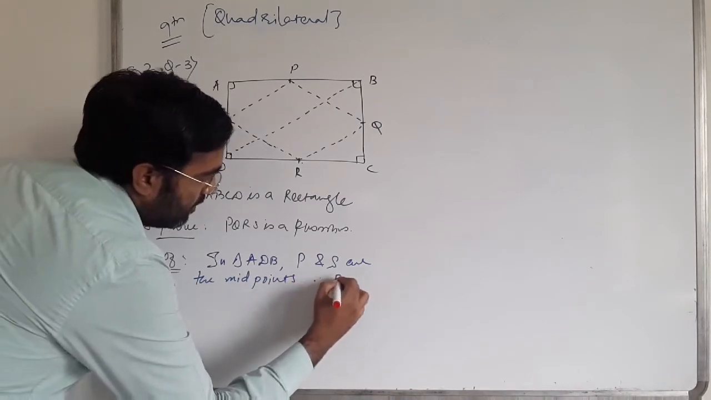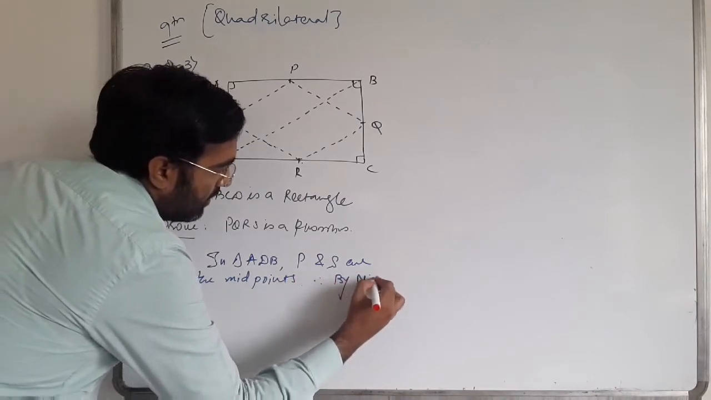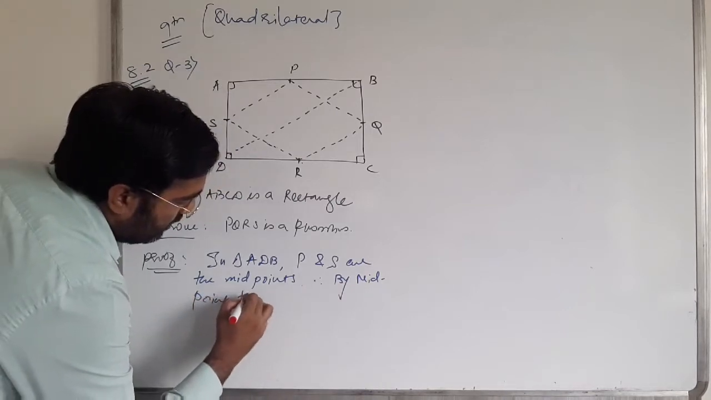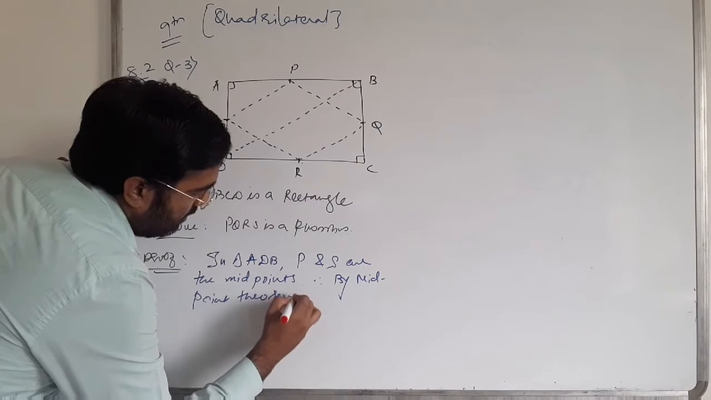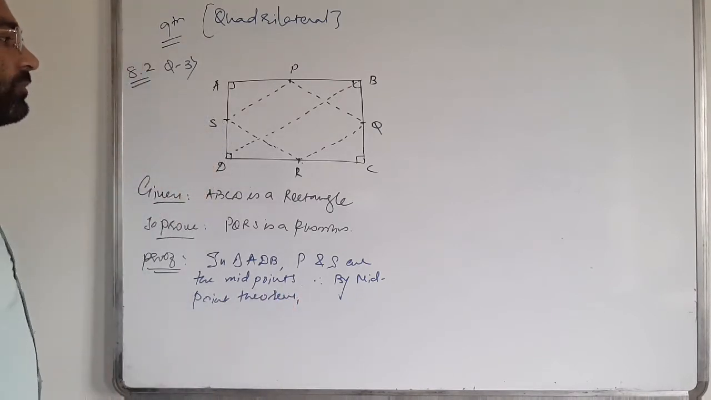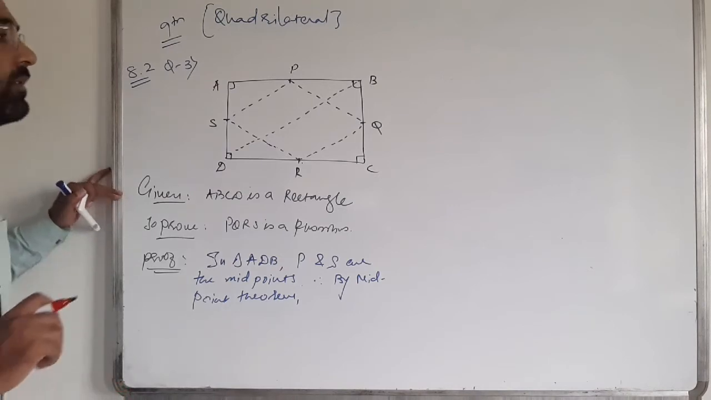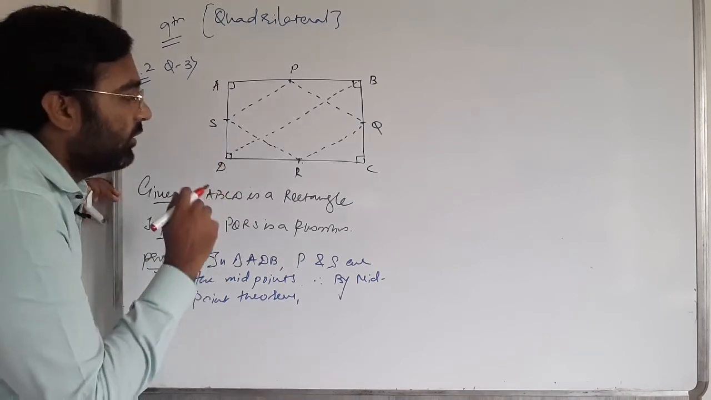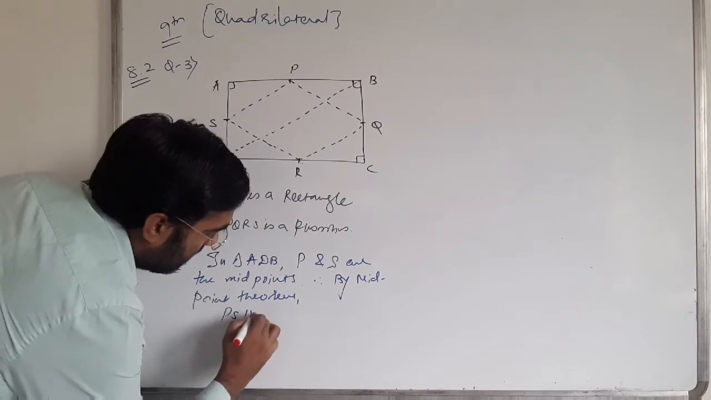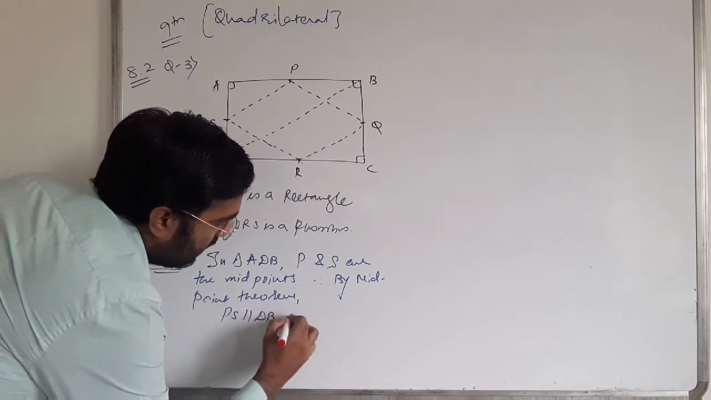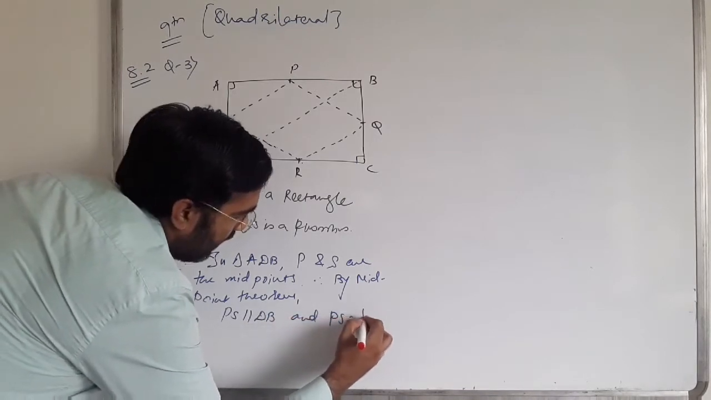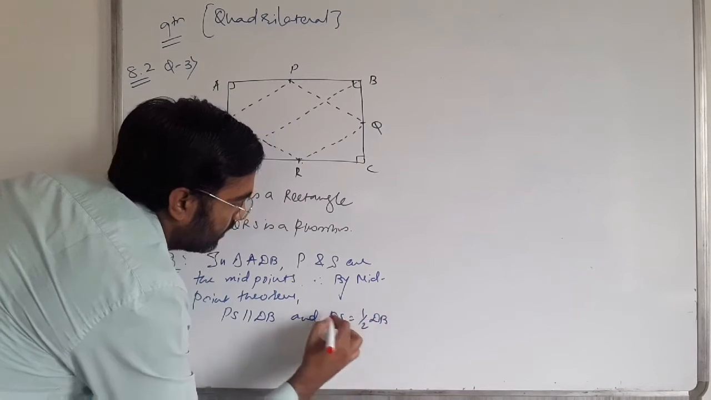Therefore, by the midpoint theorem, SP is parallel to DB, that is PS is parallel to DB, and PS is equal to half of DB. This is equation 1.